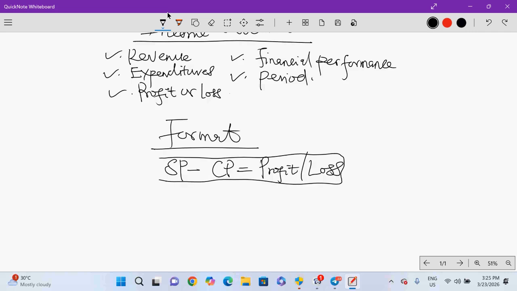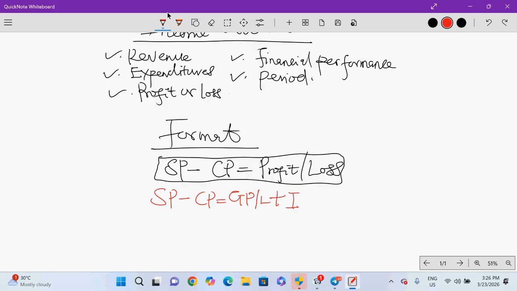So that is basically it. We are going to base on this to prepare our income statement. Sometimes I expand this format by saying that selling price minus cost price is equal to, instead of writing profit, your gross profit or your gross loss. If you have any gross profit or gross loss, you add other incomes.